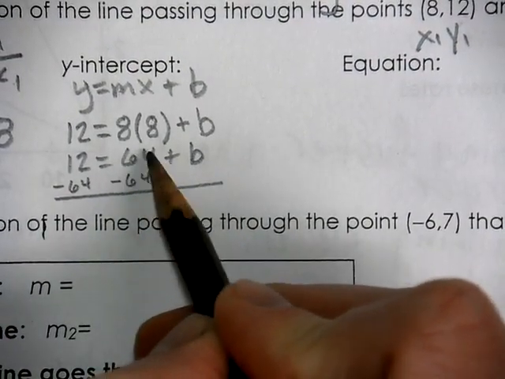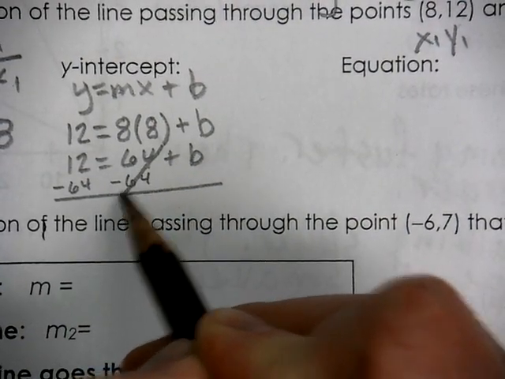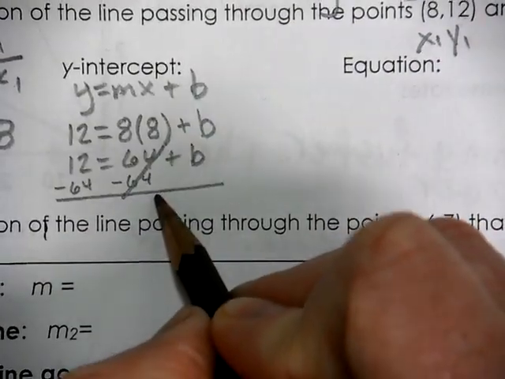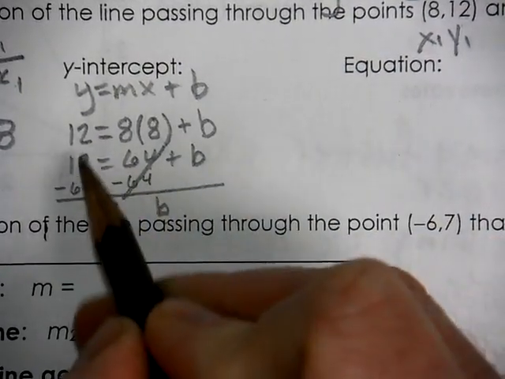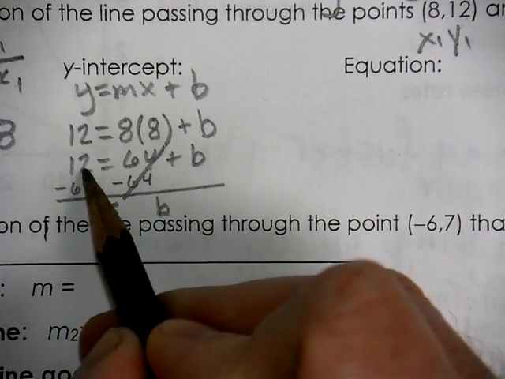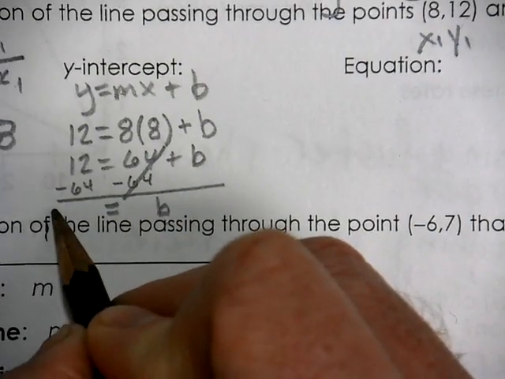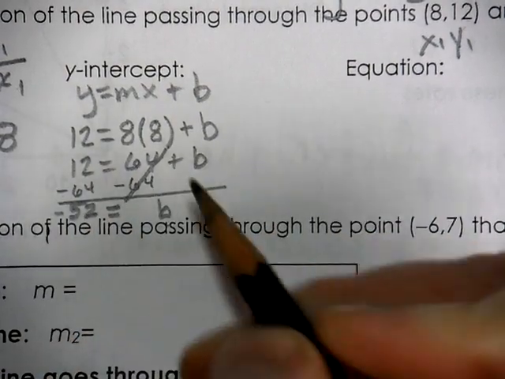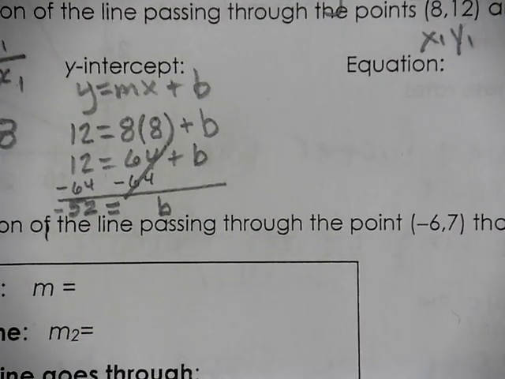And that's going to be a positive 64 minus a 64. We cross those out because we're subtracting it to the other side. That just leaves me the b with the equal sign. We have 12 minus 64, which should be negative 52. So we calculated our b value.